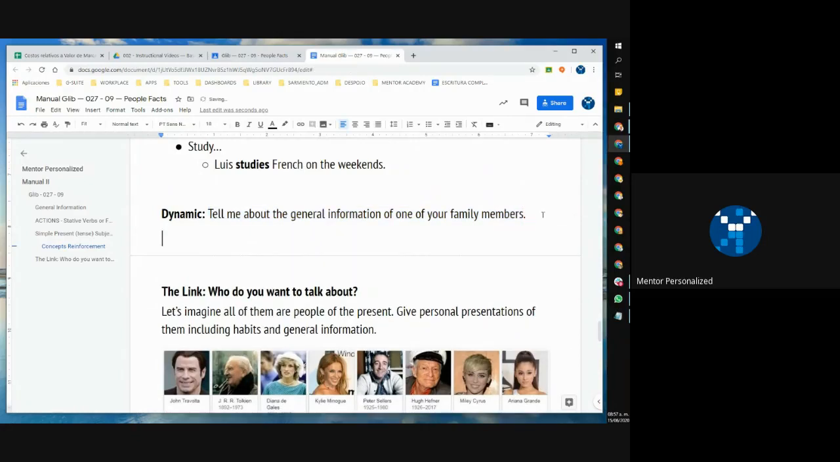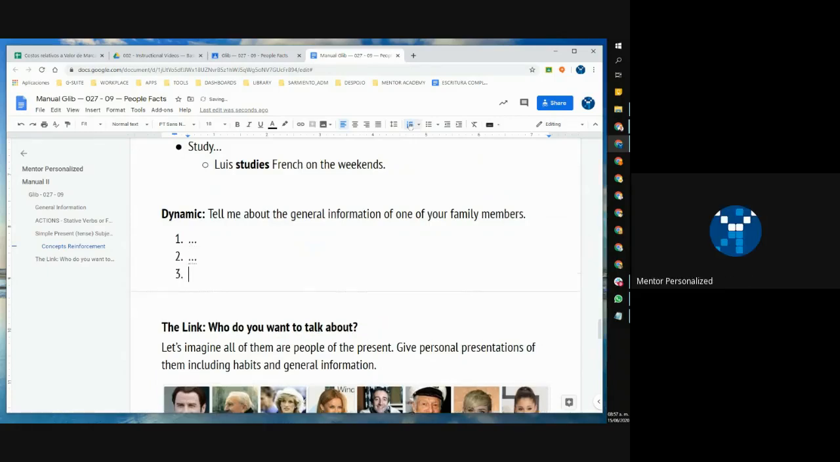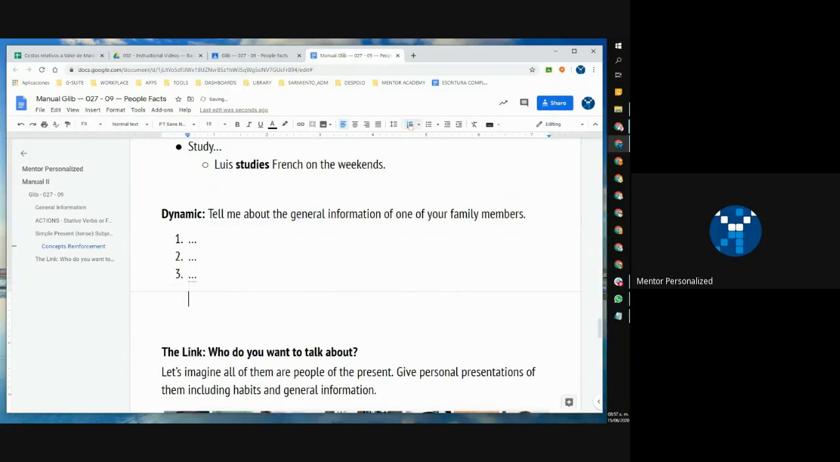Three sentences. My father lives in Mexico City. He likes to drink Coke and he sleeps at 7 o'clock p.m. Your turn. My mother cooks in the kitchen. In the kitchen. Number two.